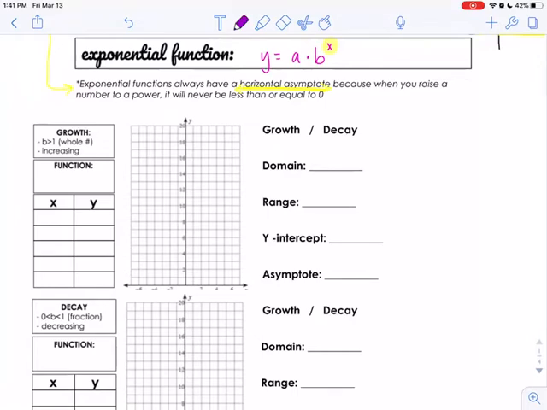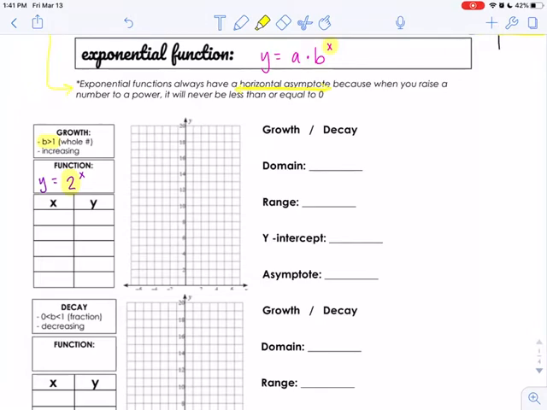If we're looking at our function y equals a times b to the x, growth happens when that b value is greater than 1, a whole number. When we're raising a whole number to a power, it's going to be getting bigger and bigger. Let's just do an example. If I have y equals 2 to the x power, we have this base of 2. B is greater than 1. When I'm raising a whole number to a power, I'm just going to keep getting bigger and bigger.